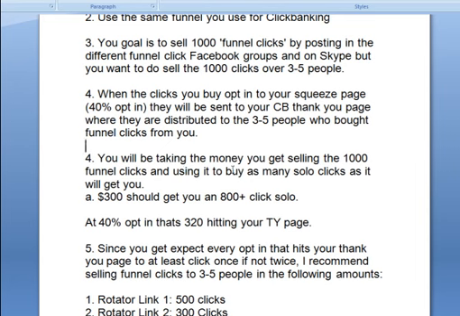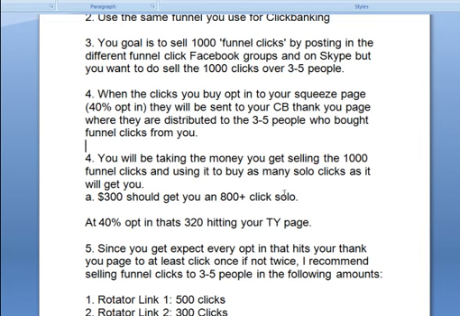Yep, you're going to be taking the money you get selling 1,000 funnel clicks across 3 different people minimum, and you're going to be using it to buy as many solo clicks as it can get you. And just for instance, the $300 you get from selling the 1,000 funnel clicks. Remember, you get 30 cents a click these days for funnel clicks. That's going to get you at least 800 clicks solo.